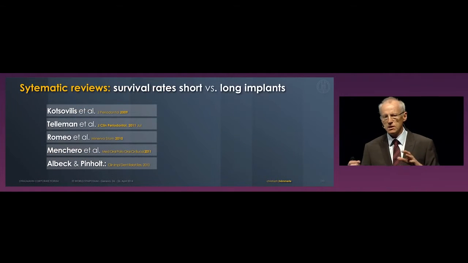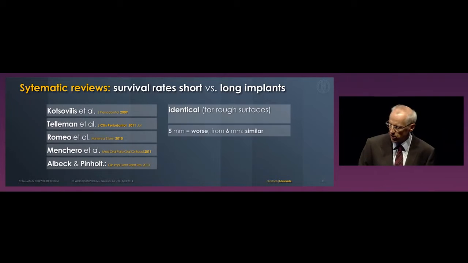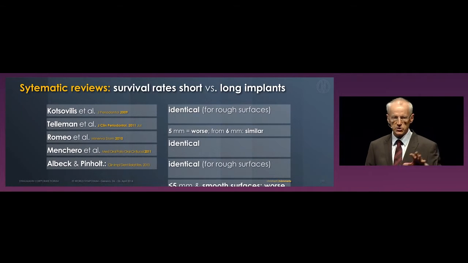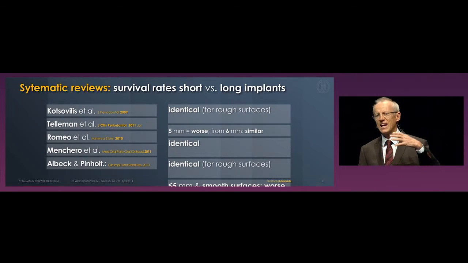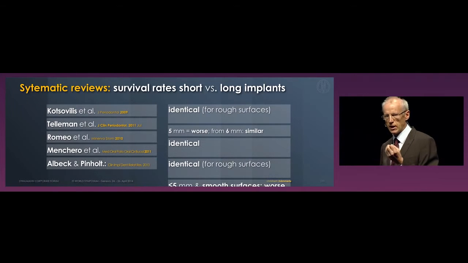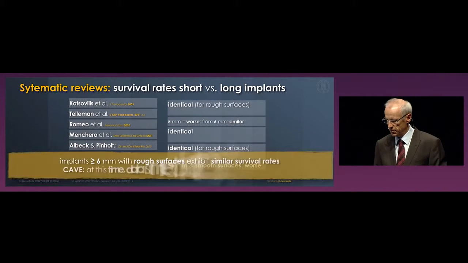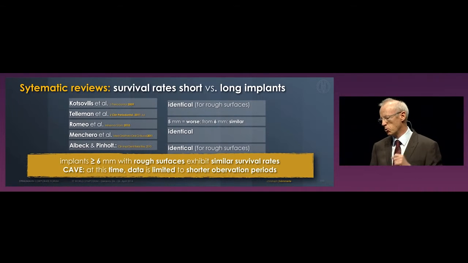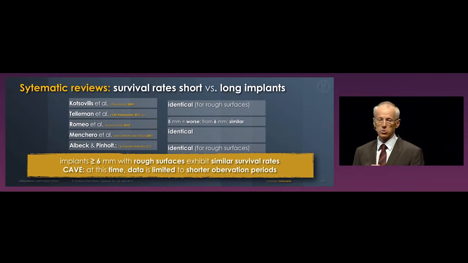If we go to the systematic reviews that address these questions, we can list 5 taken from the literature. And I just have a summary of the results here. Most of them say it's identical unless we go below 5 millimeters or we use surfaces other than rough surfaced implants. So the overall conclusion: implants 6 or more millimeters with rough surfaces exhibited similar survival rates. At this time, that is limited to shorter observation periods.